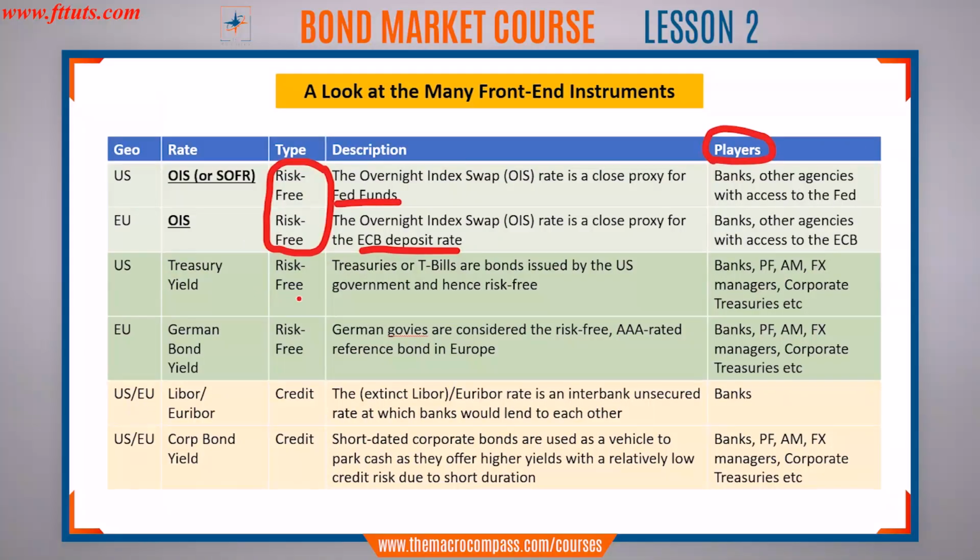When your need is to have a risk-free deposit, then if you don't have access to the central bank, what you will be doing is looking at safe collateral, safe government bonds. In the US, that is treasuries. In Europe, that is German government bonds. Pretty much self-explanatory, treasuries or T-bills are issued by the US government. Therefore, they are considered to be risk-free.